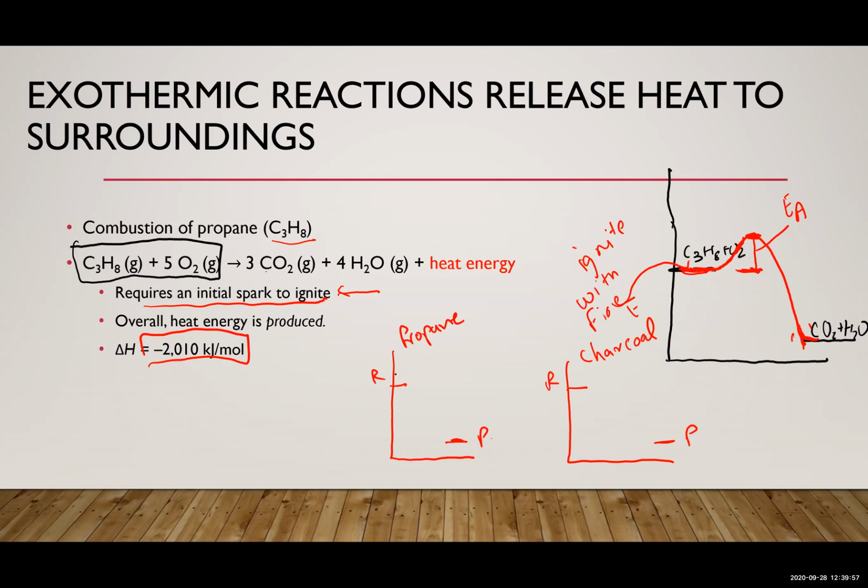Now, which one is easier to work with or ignite? Propane. And you know why propane is easier? Because in the case of propane, the activation energy is tiny. You need just a tiny spark, and the reaction starts. This activation barrier is small. A small activation barrier means you need a tiny amount of energy to start the reaction.